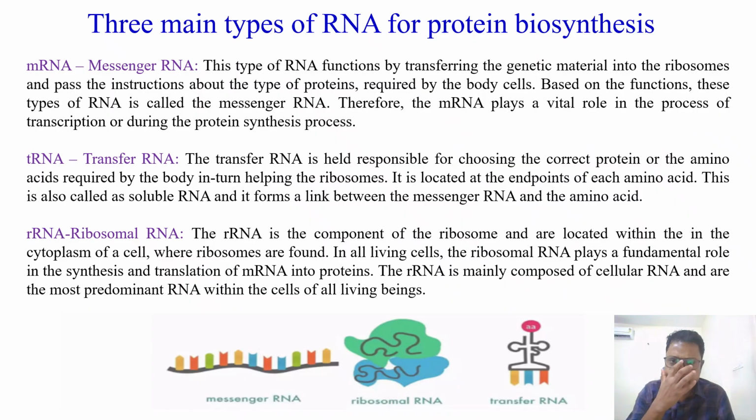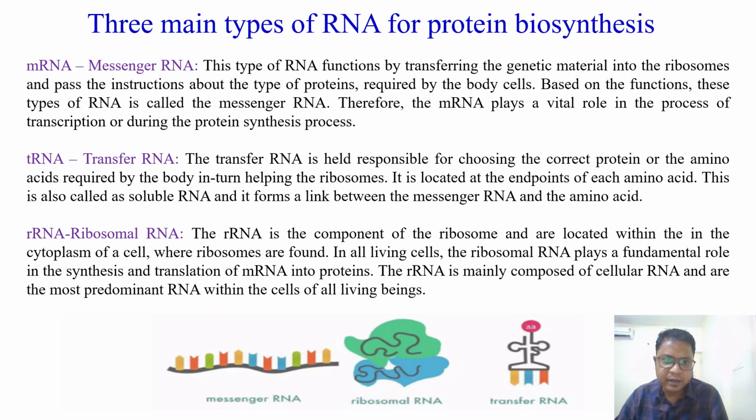Three main types of RNA in protein biosynthesis. There are three types of RNA found in protein biosynthesis. One is mRNA, or messenger RNA. This type of RNA functions by transferring the genetic material to the ribosomes and passing the instruction about the type of proteins required by the body cell. Based on its function, this type of RNA is called messenger RNA. Therefore, mRNA plays a vital role in the process of transcription, or during the protein synthesis process.